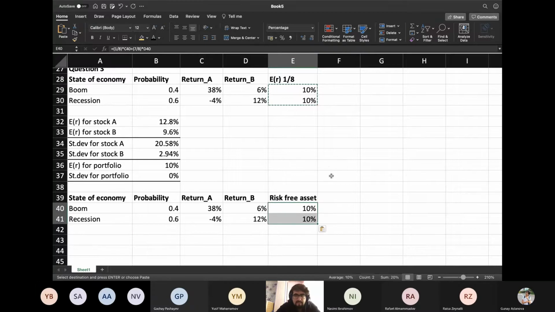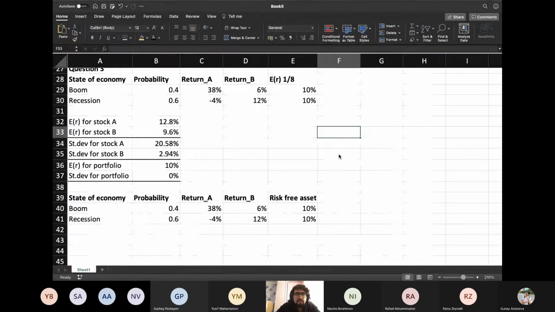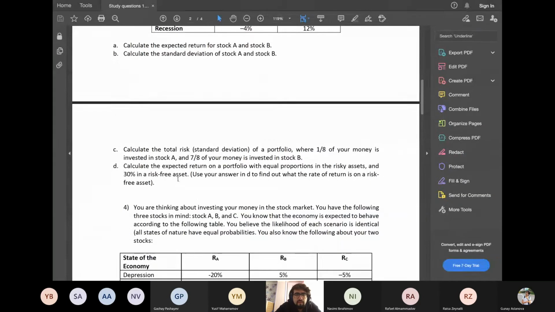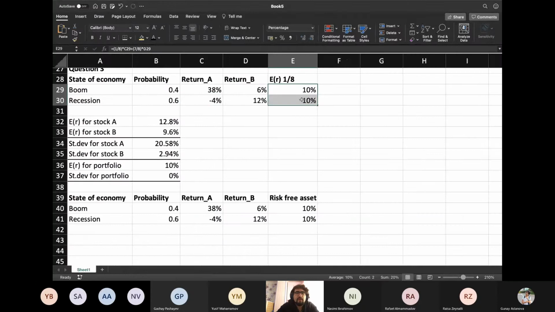Our risk-free asset. Use your answer in D to find out what the rate of return is on the risk-free asset. In this question, we found that this portfolio is a risk-free portfolio. Therefore, we have to use its returns in our new calculation. Therefore, I copied down its returns.